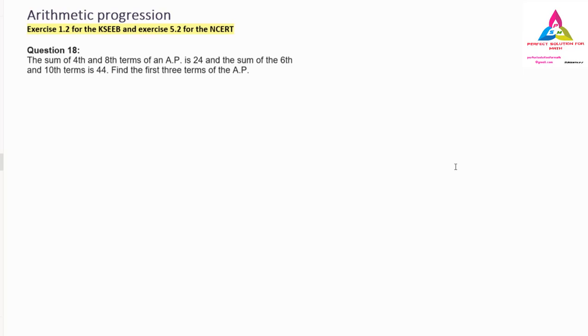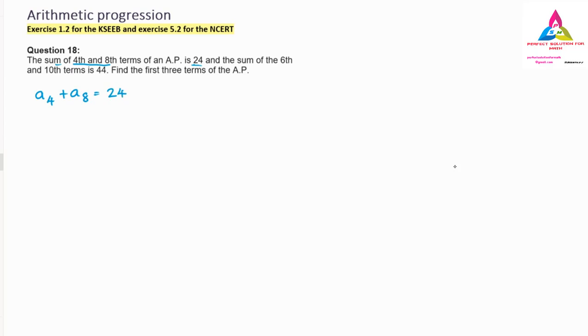But this question is based only on the nth term, so it will not be a 4 marks question; it may be asked for 2 or 3 marks. Coming to the question, they have given a sum. The sum of the 4th and 8th terms means two terms added together. So I will write a4 plus a8, added together, and the answer is 24.